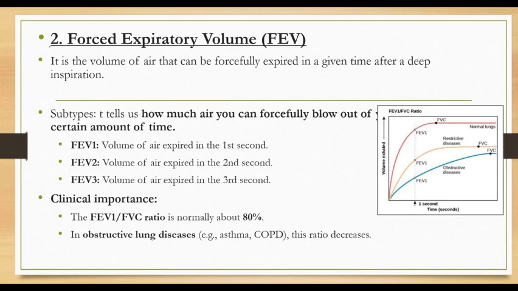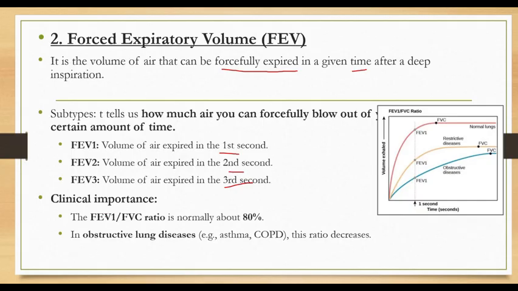Forced expiratory volume. This tells us how much air you can forcefully blow out of your lungs in a certain amount of time. Forced expiratory volume is the volume of air that can be forcefully expired in a given time after a deep inspiration. Here are the subtypes. FEV1: volume of air expired in 1 second. FEV2: volume of air expired in 2 seconds. FEV3: volume of air expired in 3 seconds.